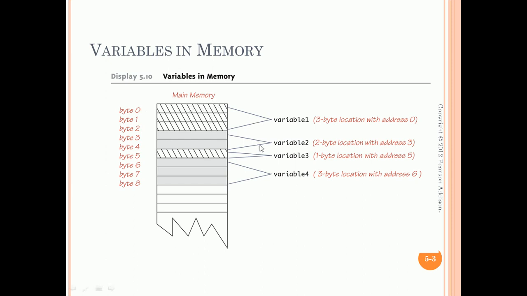Variable 2 is again a primitive variable. It is assigned, let's say, 2 bytes of memory, and its starting address is 3. So the address of variable 2 is 3, and whatever is the content of variable 2 will be stored in this gray memory location. Variable 3, if given 1 byte, its address is 5, and whatever is the value of variable 3 will be stored here.